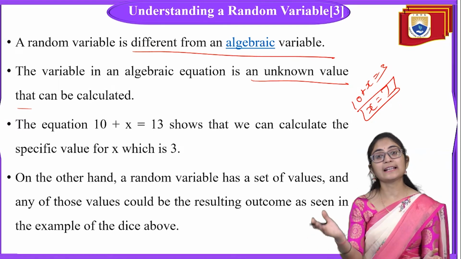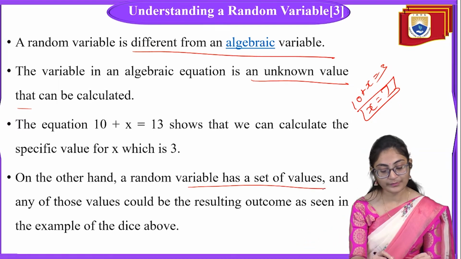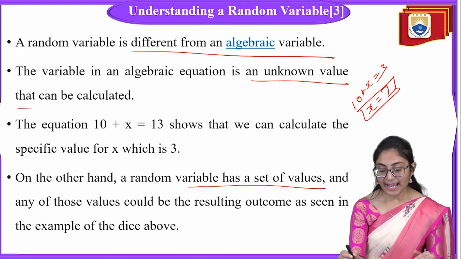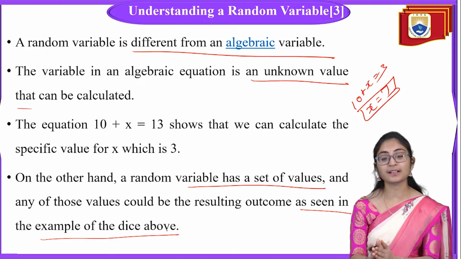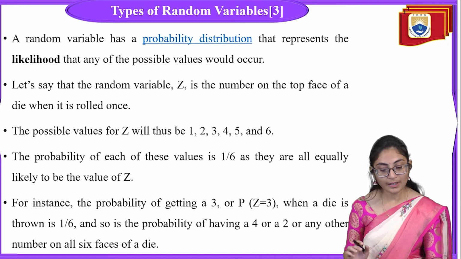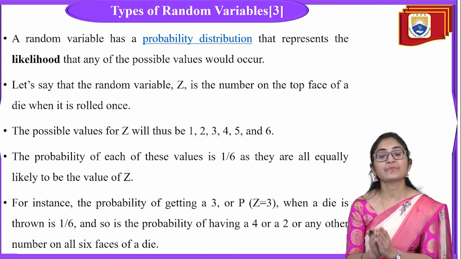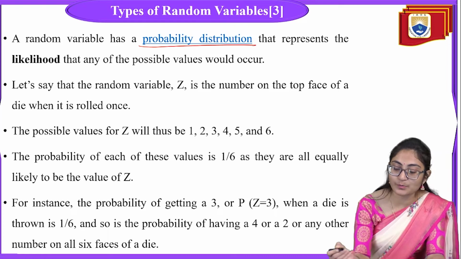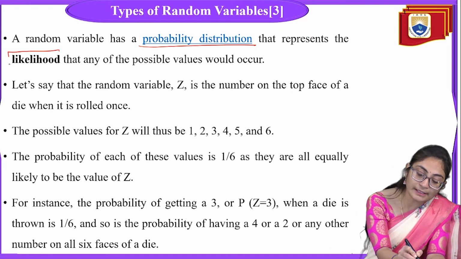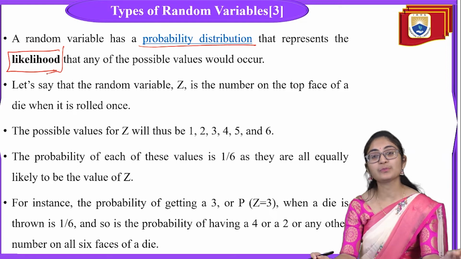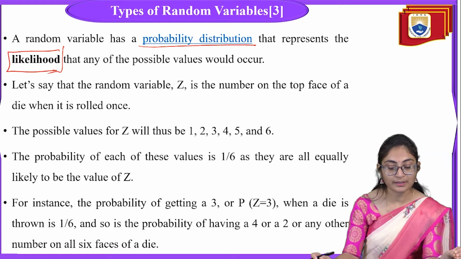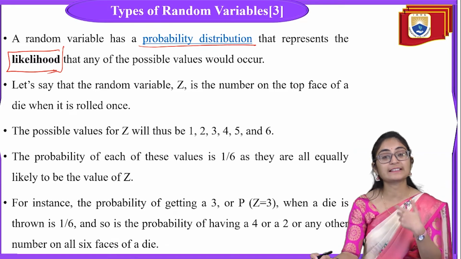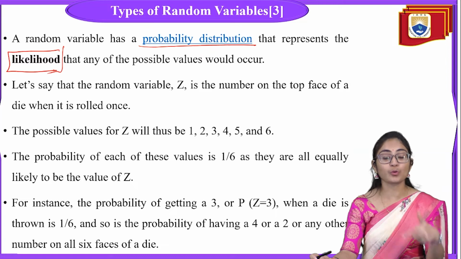But on the other hand, a random variable has a set of values, and any of those values could be the resulting outcome, as seen in the example of the die above. Now there are different types of random variable. A random variable has a probability distribution that represents the likelihood that any of the possible values could occur. That means random variables will contain some probability distribution which contains the likelihood, and it totally depends on what values are occurring.